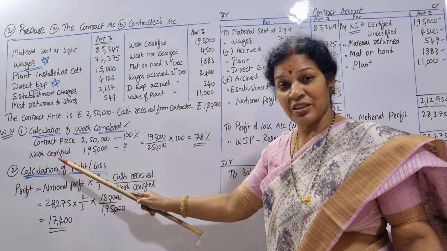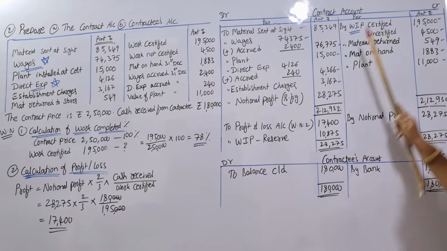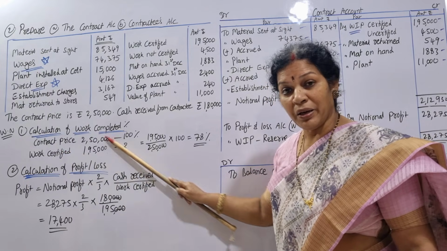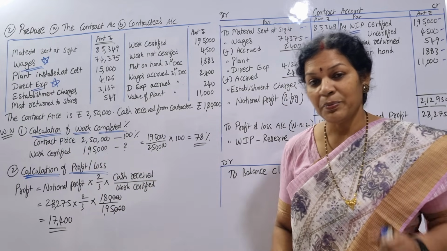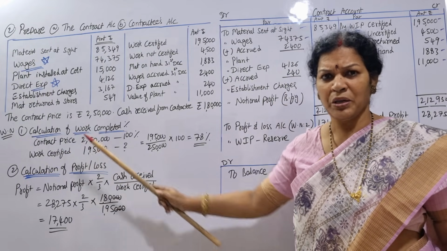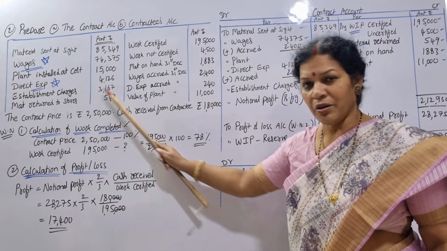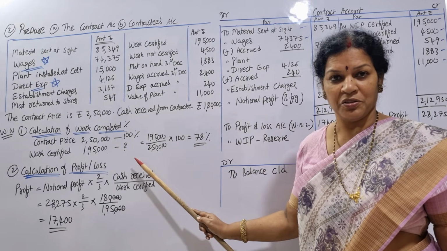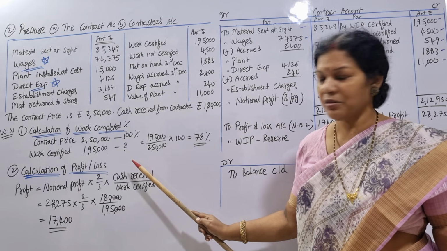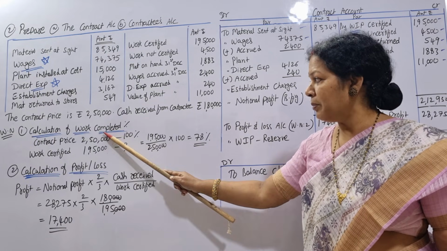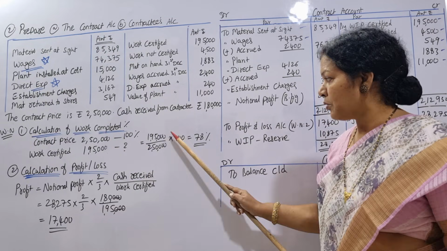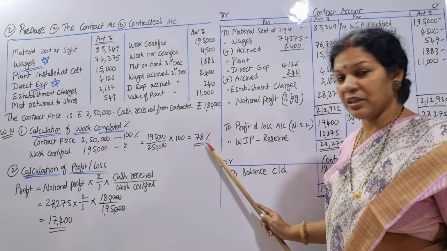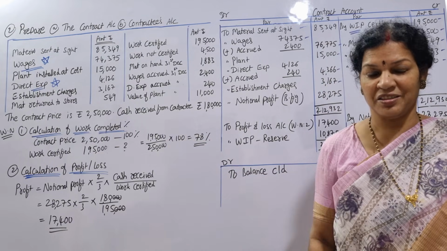Now how much work is certified? Already we know certified is 1,95,000. For this, what is the percentage? 2,50,000 is the contract price, 100%. Certified is how much percentage? You know how to calculate: minimum by maximum into 100. So 1,95,000 by 2,50,000 into 100 comes to 78%.